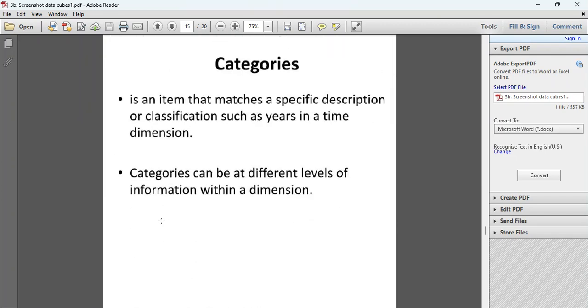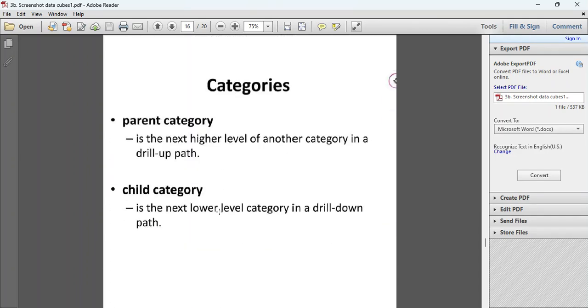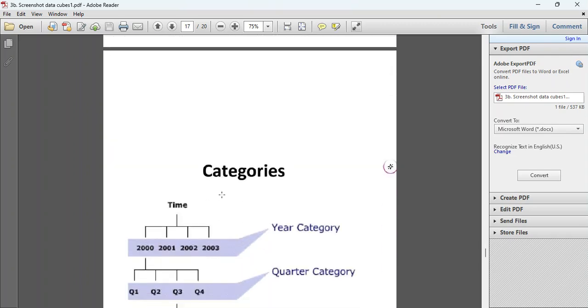And whereas categories, each category has some classification here, such as years and time, in the dimension tables. So these categories can be at different levels of information within a dimension. We see that among categories we have a parent category as well as a child category. Time has 2000, from which we extract Q1, Q2, Q3, whereas 2000 acts as the parent, and Q1, Q2, Q3 act as child categories.